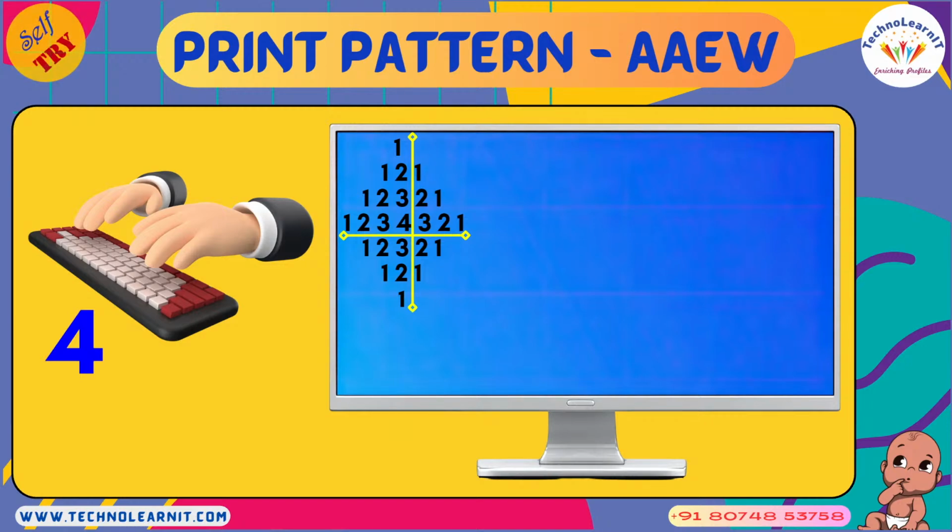The column that has the highest number of elements is the middle one, no? 1, 2, 3, 4, 3, 2, 1. That's what goes to the left. Now you have to tackle this portion by portion.